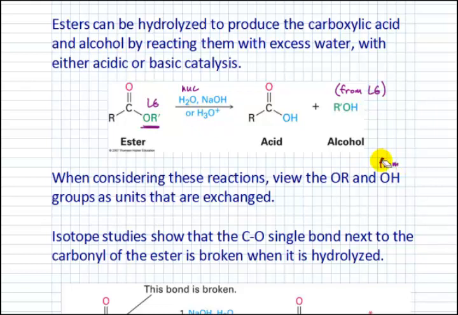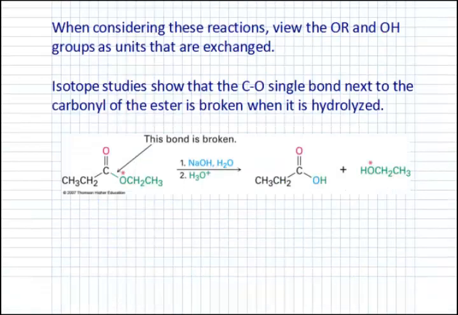Right? Water if it's acid catalyzed, hydroxide if it's base catalyzed. So view OR and OH as group units that are exchanged. If we look carefully at, for instance, isotope studies, it tells us exactly which oxygen is which. It shows us that the C-O single bond next to the ester carbonyl is the one that's broken in ester hydrolysis.